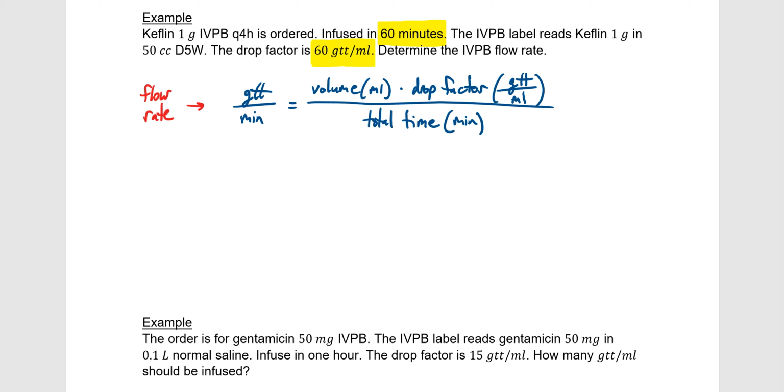And lastly, we just have to figure out the volume once again. So we have to be careful. The 1 gram is not a volume. The 50 cubic centimeters is the volume. And we have to remember that 50 cubic centimeters is the same as 50 milliliters. Okay, so once we have that, all we have to do is plug everything in and evaluate it.